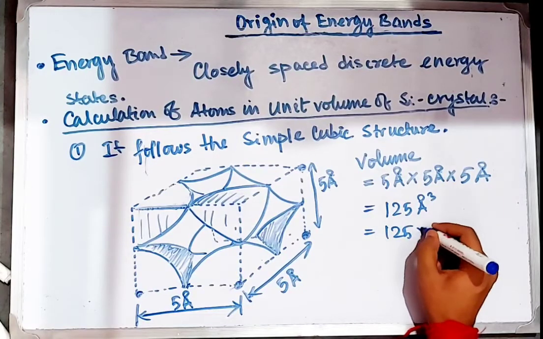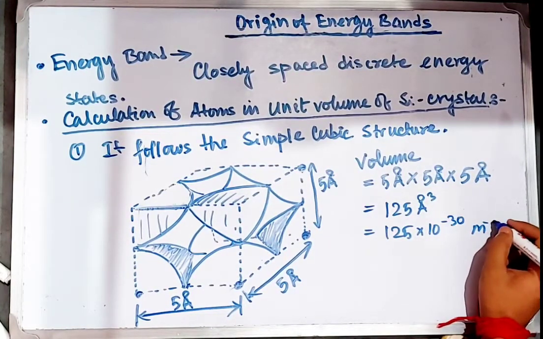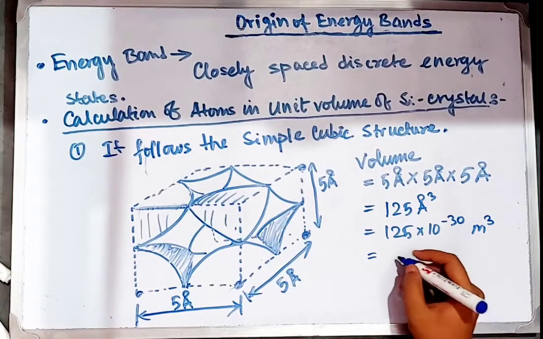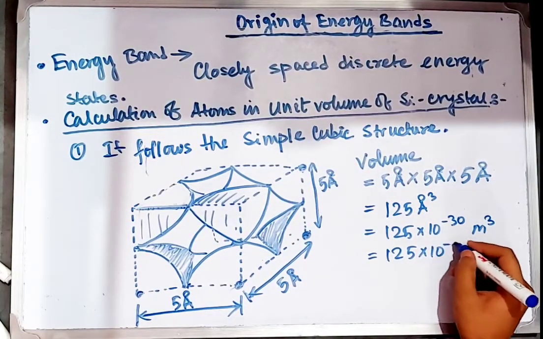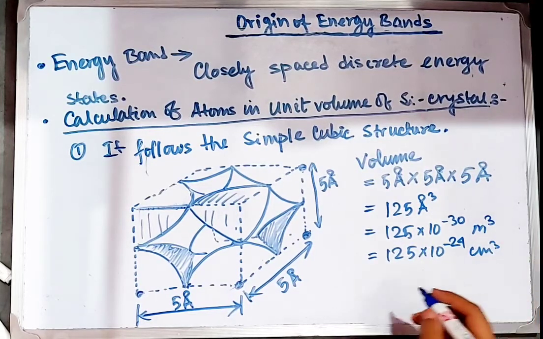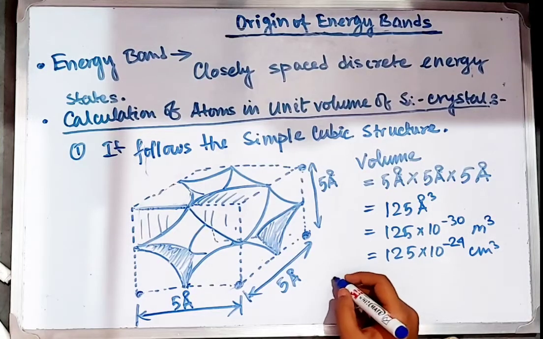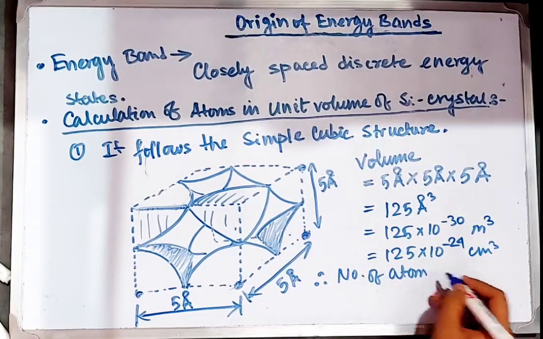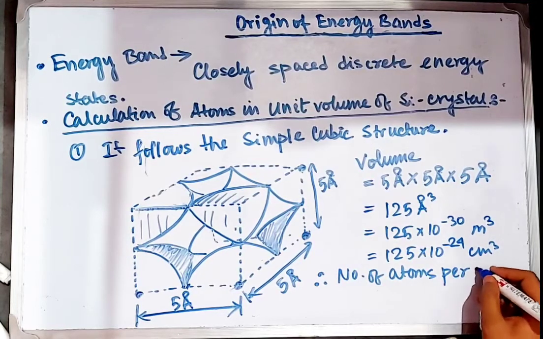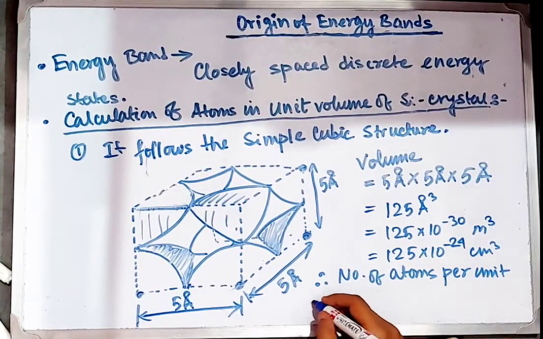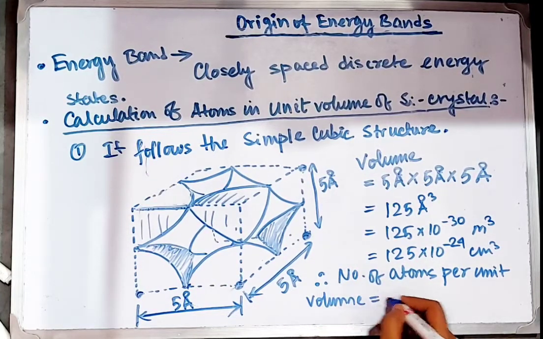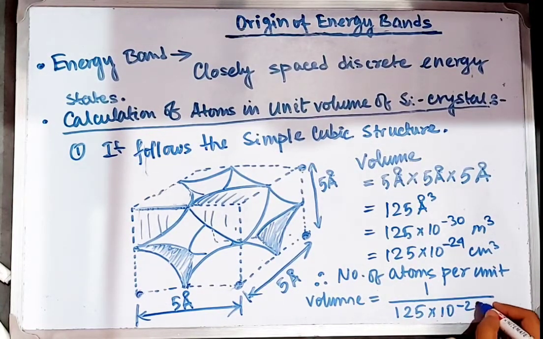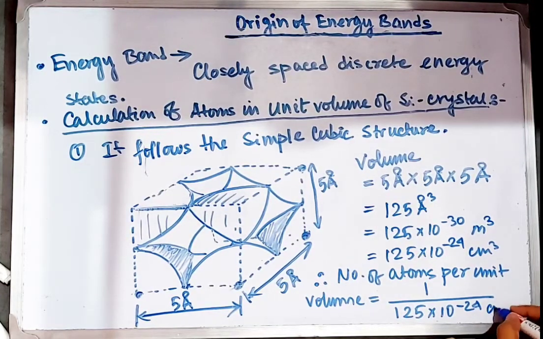which is 125 into 10 to the power minus 30 meter cube. That means 125 into 10 to the power minus 24 centimeter cube. That means the number of atoms per unit volume is equal to 1 by 125 into 10 to the power minus 24 cube.